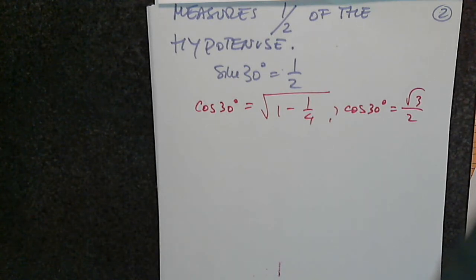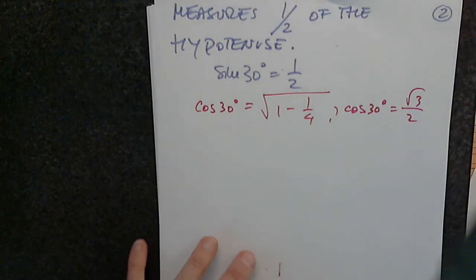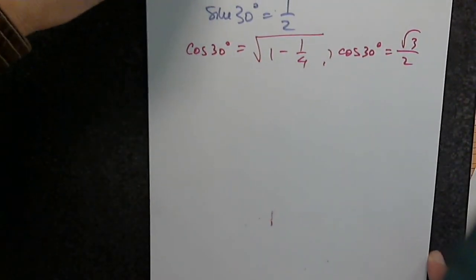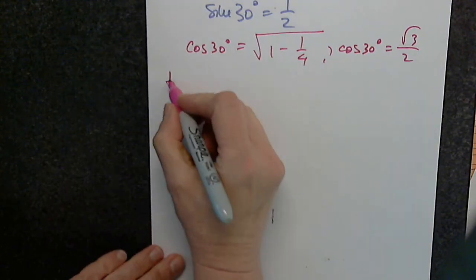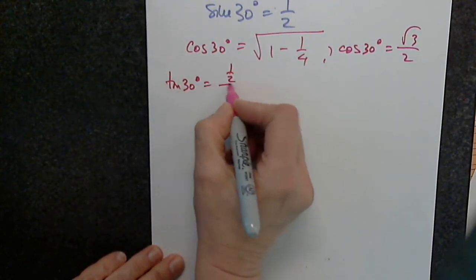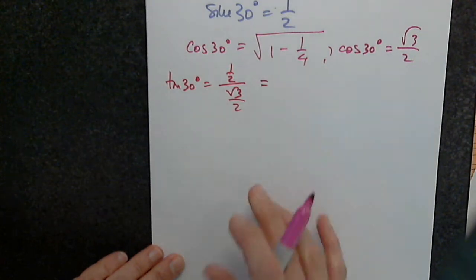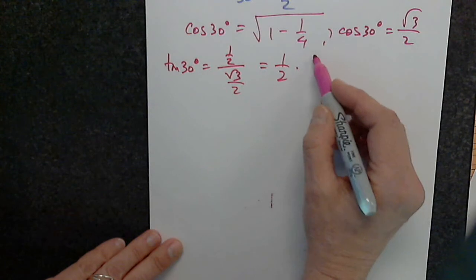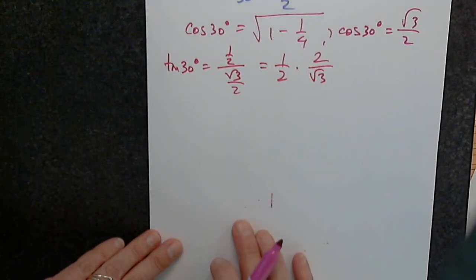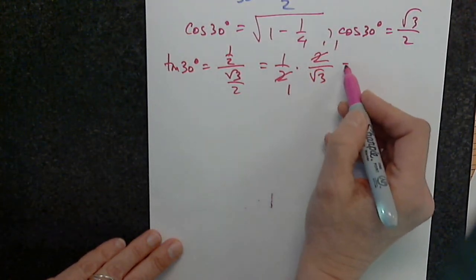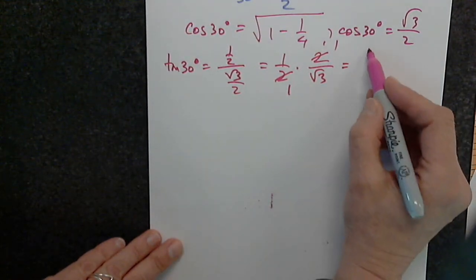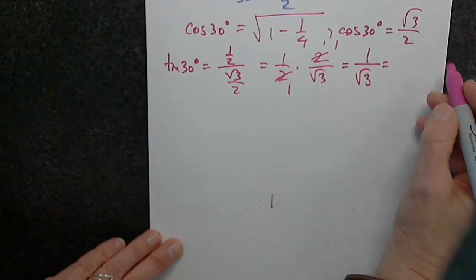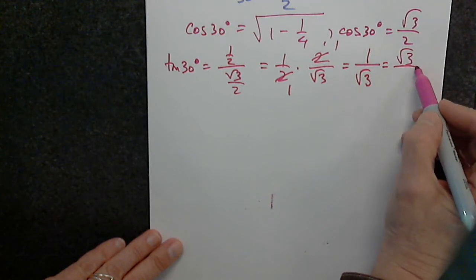Please determine tangent and give me tangent. How will you determine tangent 30 degrees? What will you have to write? Exactly. So tangent 30 degrees is 1/2 over the square root of 3/2. So you will have 1/2 and 2 over the square root of 3. You will simplify, always simplify before you do anything. And I would write it 1 over the square root of 3, but we have to rationalize it as the square root of 3/3.